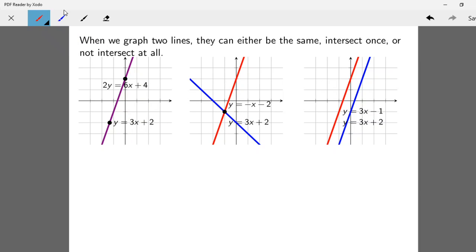Now, if I'm going to graph two lines, they could either be the same line, they could intersect once, or they could not intersect at all. Not intersecting at all is all Euclidean geometry would allow. These two lines are parallel.